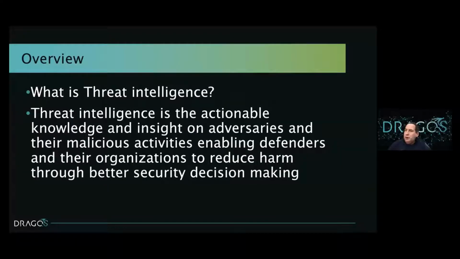First of all, what is threat intelligence? Well, most of you, when you hear the word intelligence, you may think of people in trench coats meeting other people late at night on the street corner to get information. That's a very old sort of definition for what intelligence is. Threat intelligence is very different. It is the actionable knowledge and insight on adversaries and their malicious activities, enabling defenders and their organizations to reduce harm through better security decision-making. So the goal of threat intelligence is to basically not only determine if there's an adversary present, but offer suggestions for remedy and change.